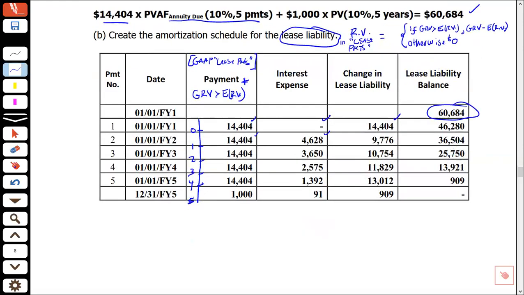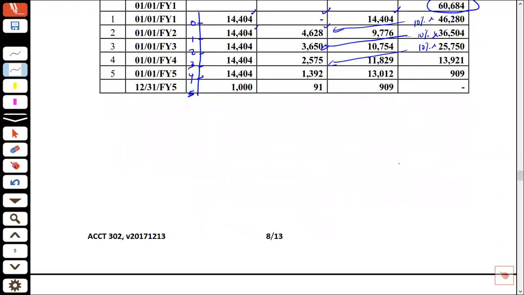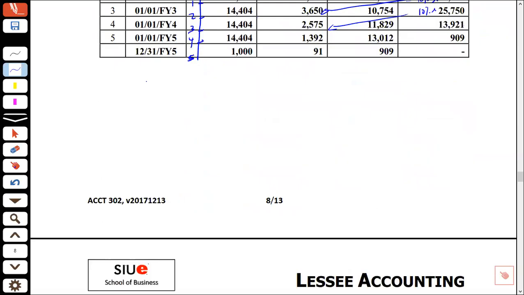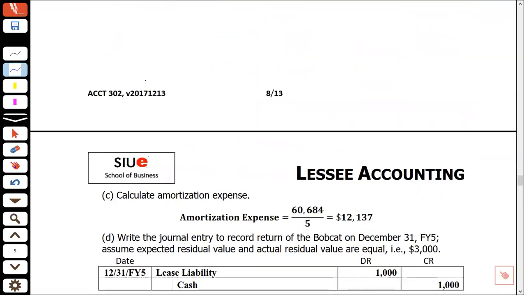Okay, and this is the effective interest method. Just to remind you, it's 10% times this gives you that. 10% times this gives you that. 10%. So just going down. And then 46,280 less 9776 is 36,504. So that's your amortization of your lease liability, and it's based off of payment dates. These are payment dates over here.